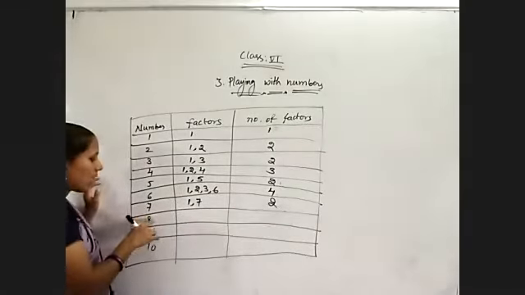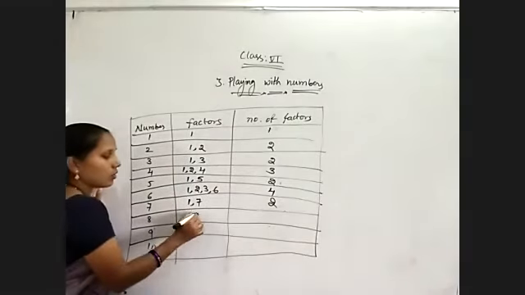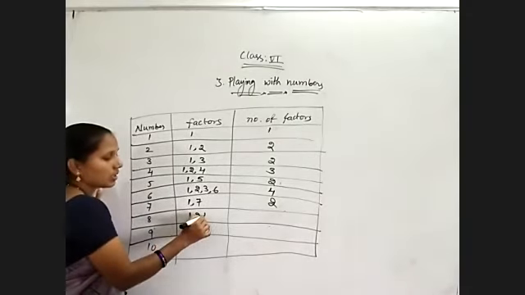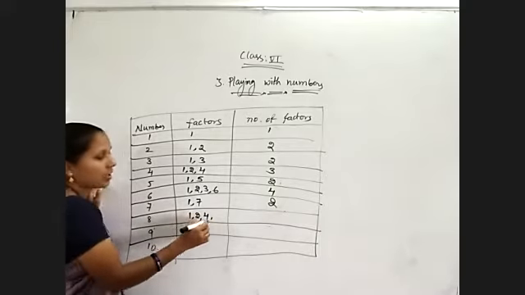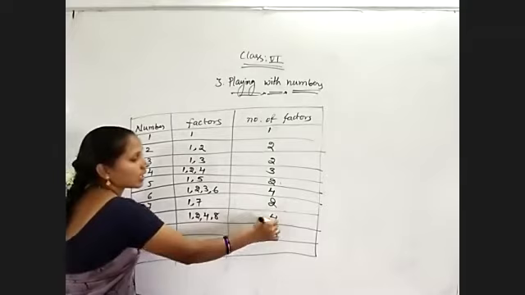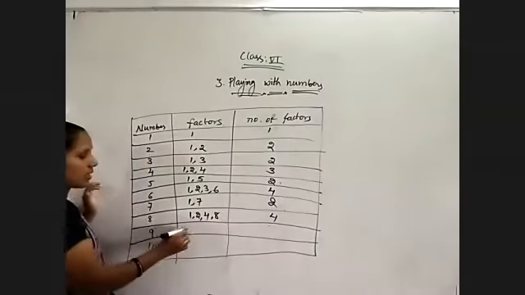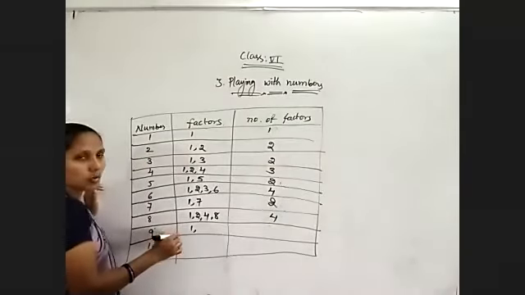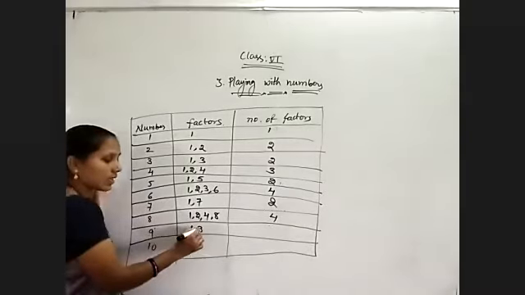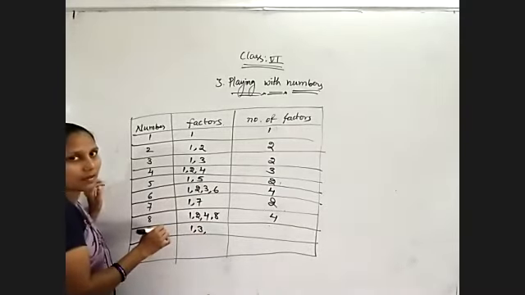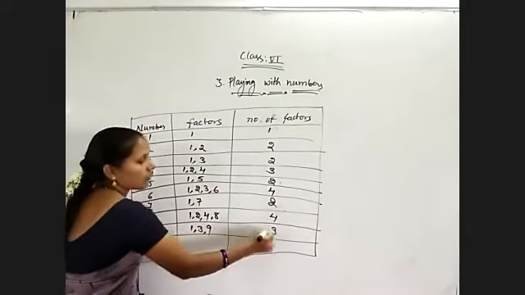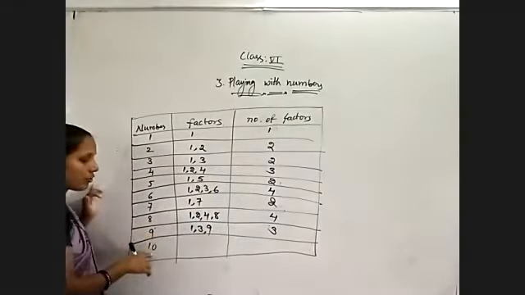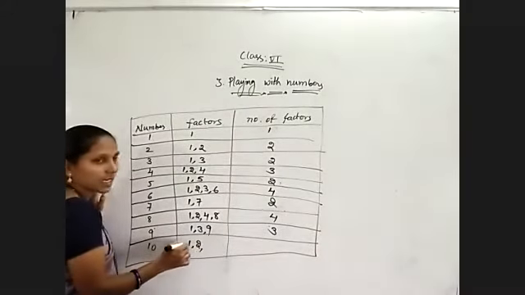How many factors are there? Only 2. And 8: 1 eights are 8, 2 fours are 8, 3 table will not get, 4 twos are 8, 5, 6, 7 will not get 8. So how many factors are there? 4. Coming to 9: 1 nines, 2 table will not get, but 3 threes are 9. 4, 5, 6, 7, 8 will not get 9. So 1, 3, 9. How many factors are there? 3.